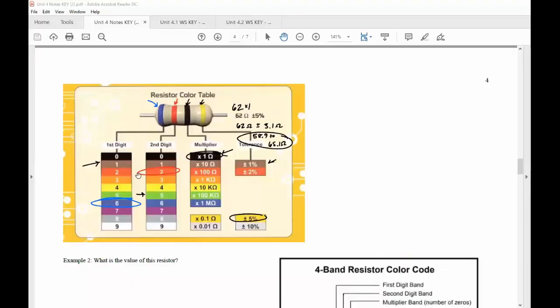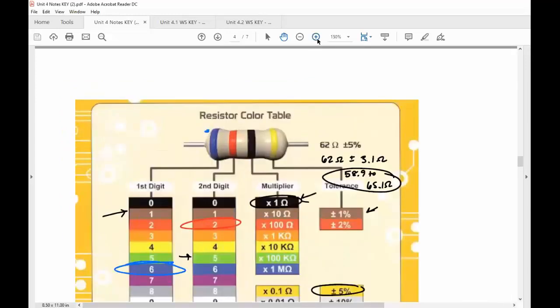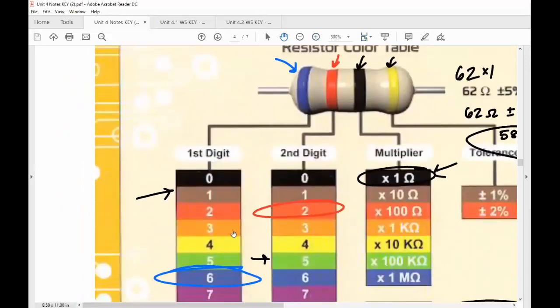So this is a resistor color table. The first band is the first digit. The second band is the second digit. So on this resistor here, the first band is blue, so that's a 6, and the second band is red, so that's a 2. So this is 62 something. But I don't know if it's 6.2, 62, 620, 6200. I don't know what it is. So the third band is a multiplier. On this resistor, the color is black, and so the multiplier is just 1. So this resistor, blue, red, black, is just 62 ohms. And then the last color tells me the tolerance.